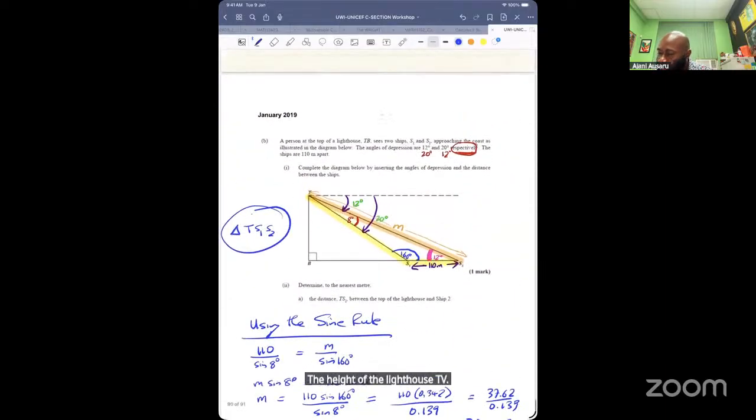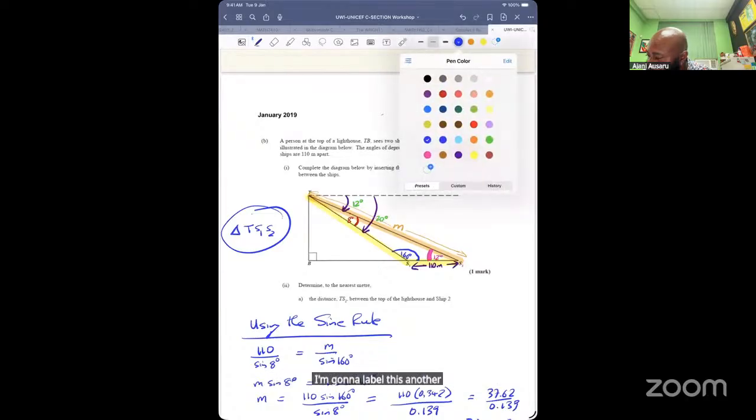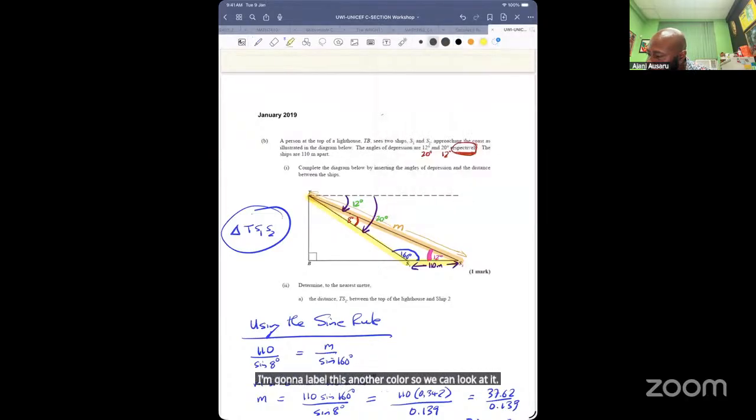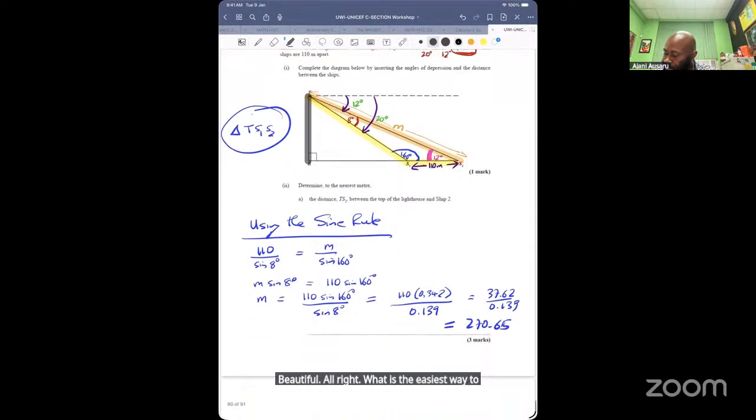All right, so we want now, I'm going to label this another color so we can look at it. We want the height of the lighthouse, so I'm going to use that color. We want this distance here, TB, that I have labeled black. Beautiful. What is the easiest way to do this? Anybody?